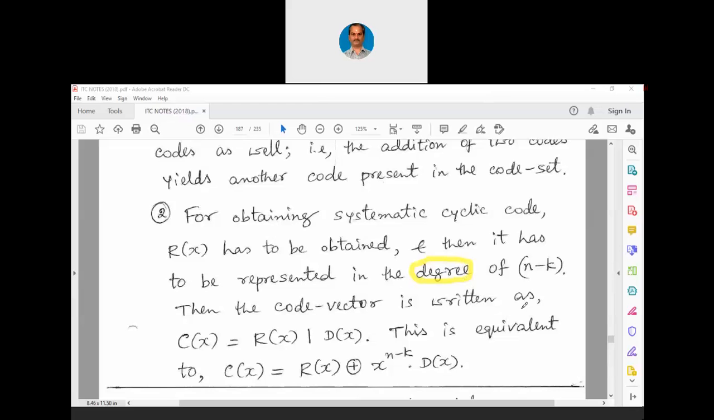So then the code vector is written as c of x equals r of x along with d of x. This is equivalent to c of x equals r of x XORed with x power n minus k into d of x. That is what we had done, right? When we did that polynomial division. So this is equivalent to the modulo 2 addition of r of x with x power n minus k into d of x.